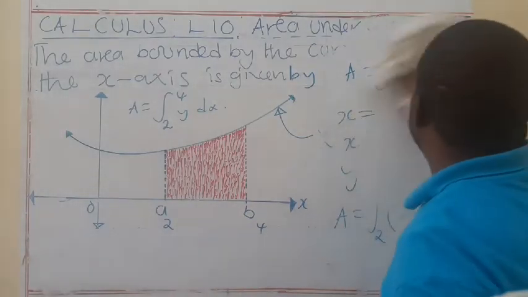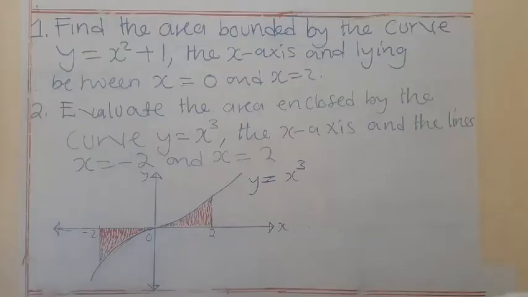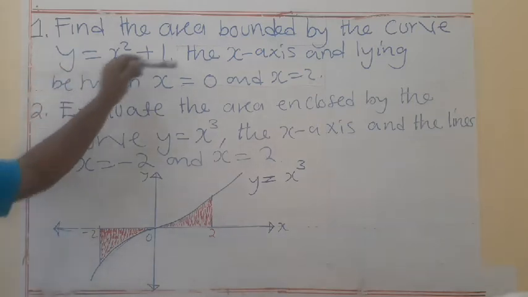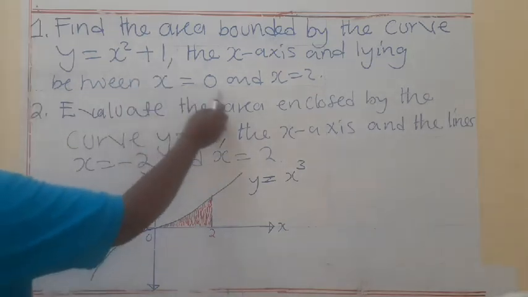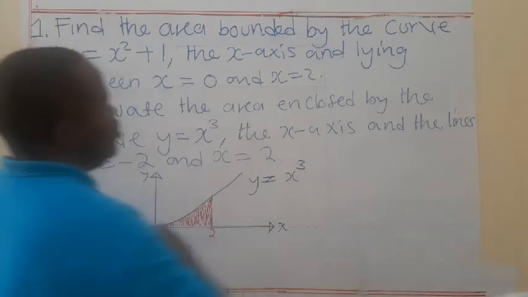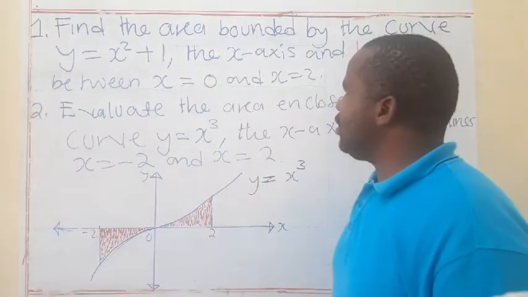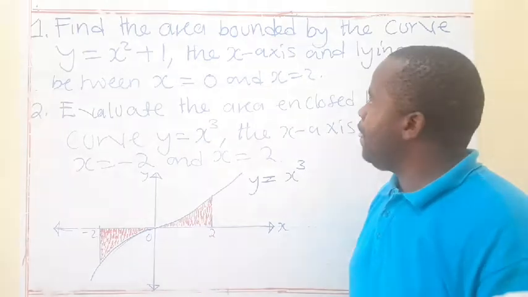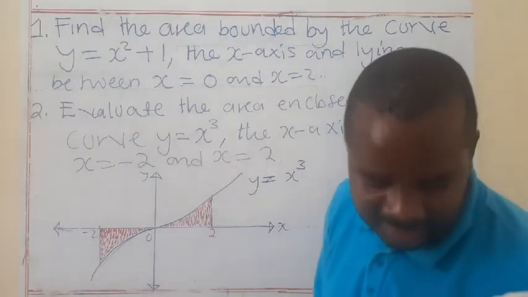Alright, let me try to erase. Okay, so these are our examples that I've put up. The first one: find the area bounded by the curve y is equal to x squared plus 1, the x-axis and the lines x is equal to 0 and x is equal to 2. For us to be able to do this, we can try to come up with a sketch so that we don't have challenges.